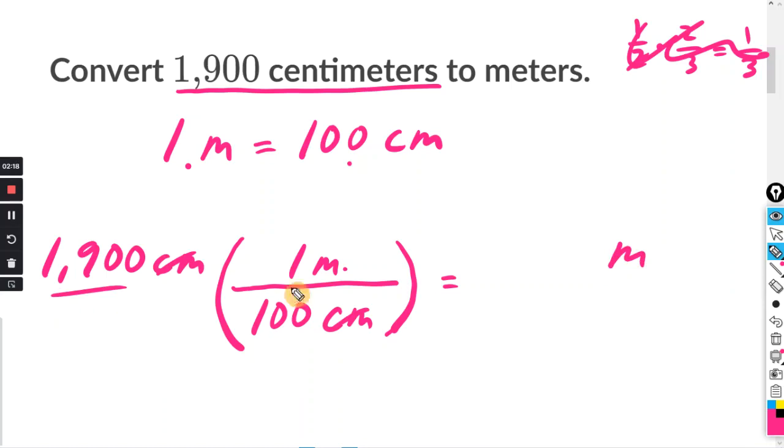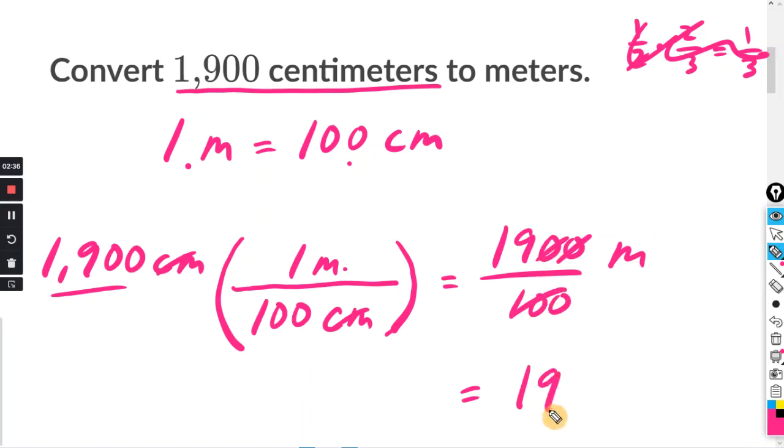In the numerator we have 1900, and in the denominator we have 100. You can use a calculator, but when you divide by 100, you can just cross off 2 zeros. So we're left with 19 meters. Basically, we just took the original and divided by 100 and got 19 meters.